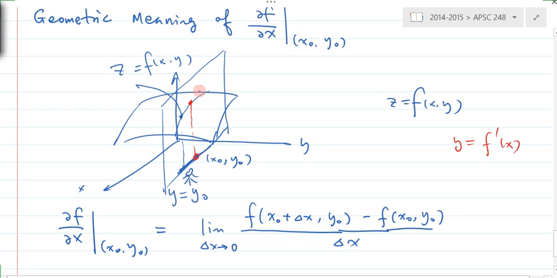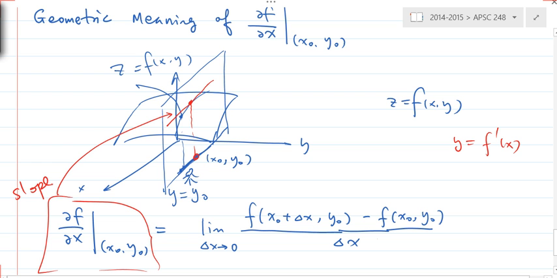So if you draw a line which is tangent to that point, the slope of this line is given by this quantity. That's the slope of that particular line. And remember where this curve is from? That curve is from the intersection of the plane y equal to y naught and the surface z equal to f of x, y. So the partial derivative is a slope concept.